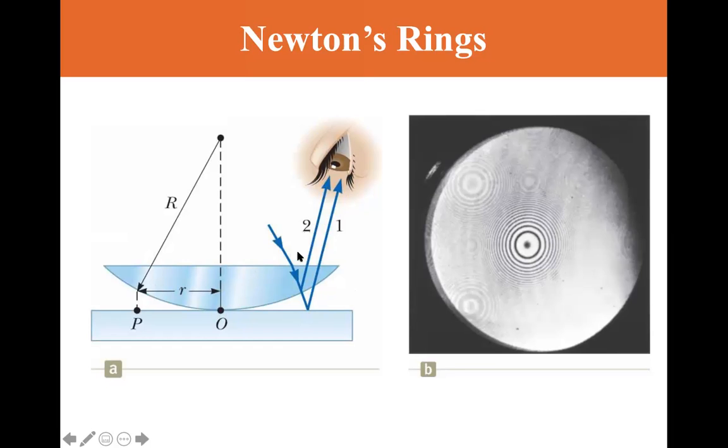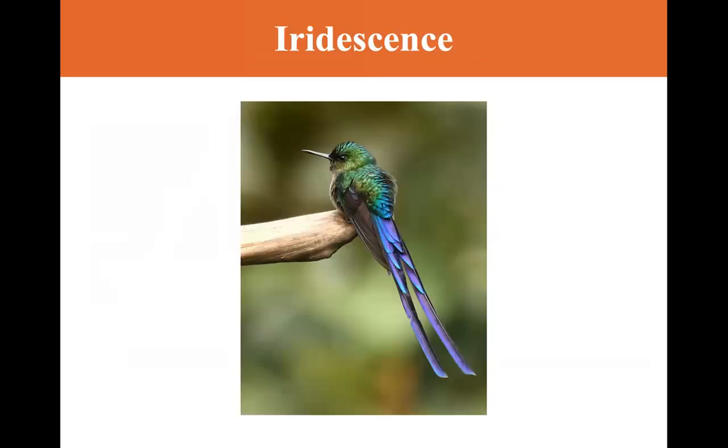We won't go into much more discussion about that. And then we're going to talk about iridescence. Now, the iridescence on things like hummingbirds and birds and butterflies is not necessarily pigmentation.